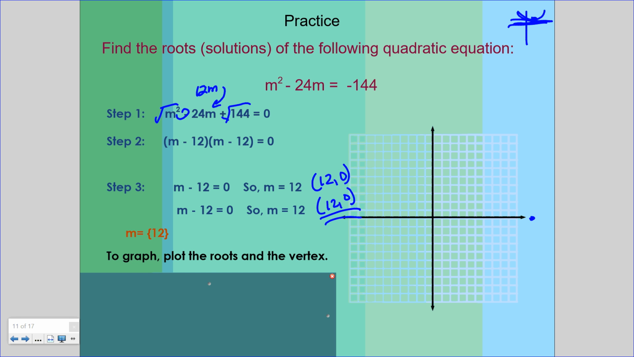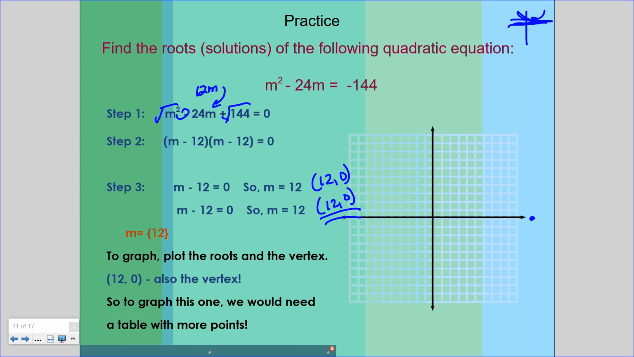So this is a special scenario if we wanted to continue graphing it. To help us graph it, we have the vertex. To finish graphing, we would actually need to set up a table. So this is a time where we can't really avoid the table method. We would then take some x values to the left, maybe like 11 and 10, and then take some values to the right, like 13 and 14, and find their corresponding y values.